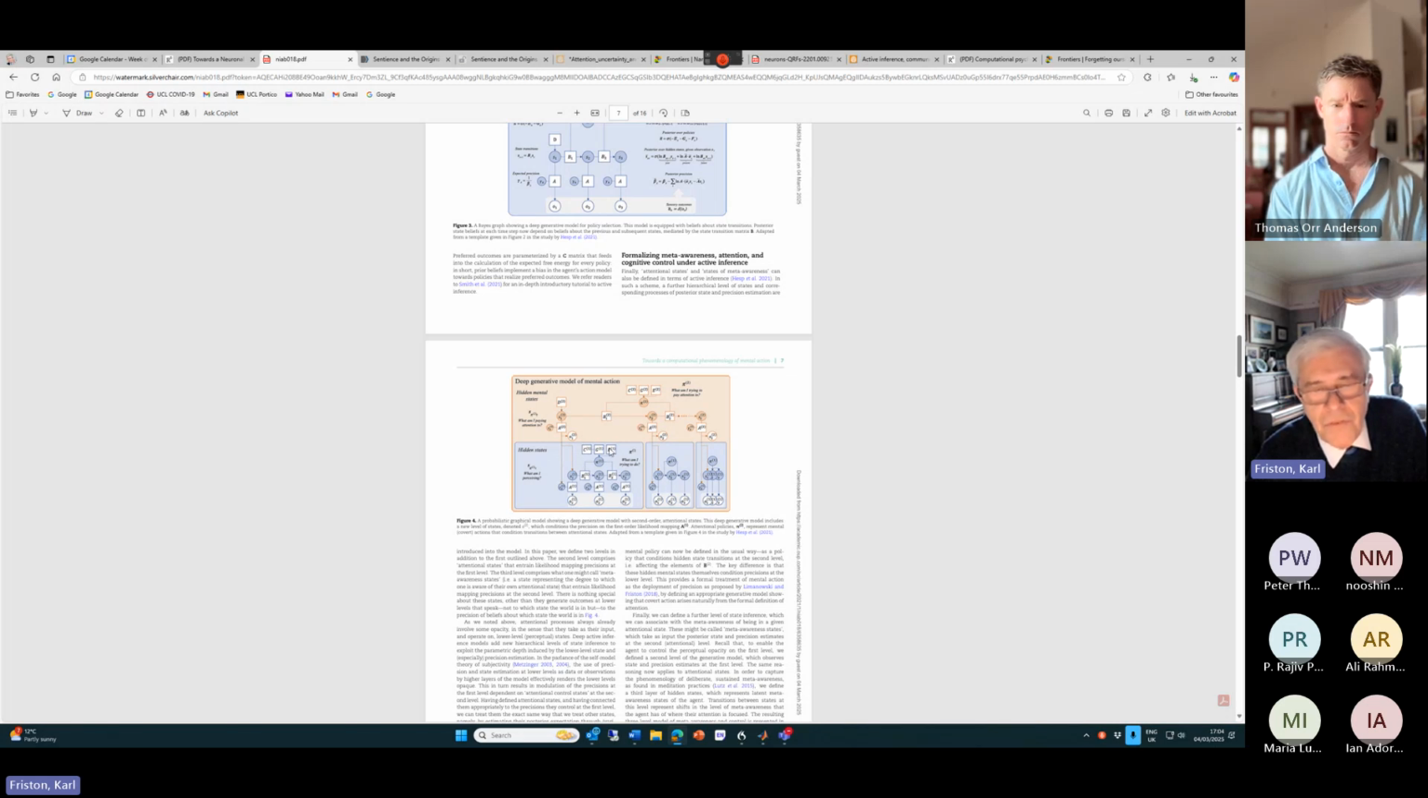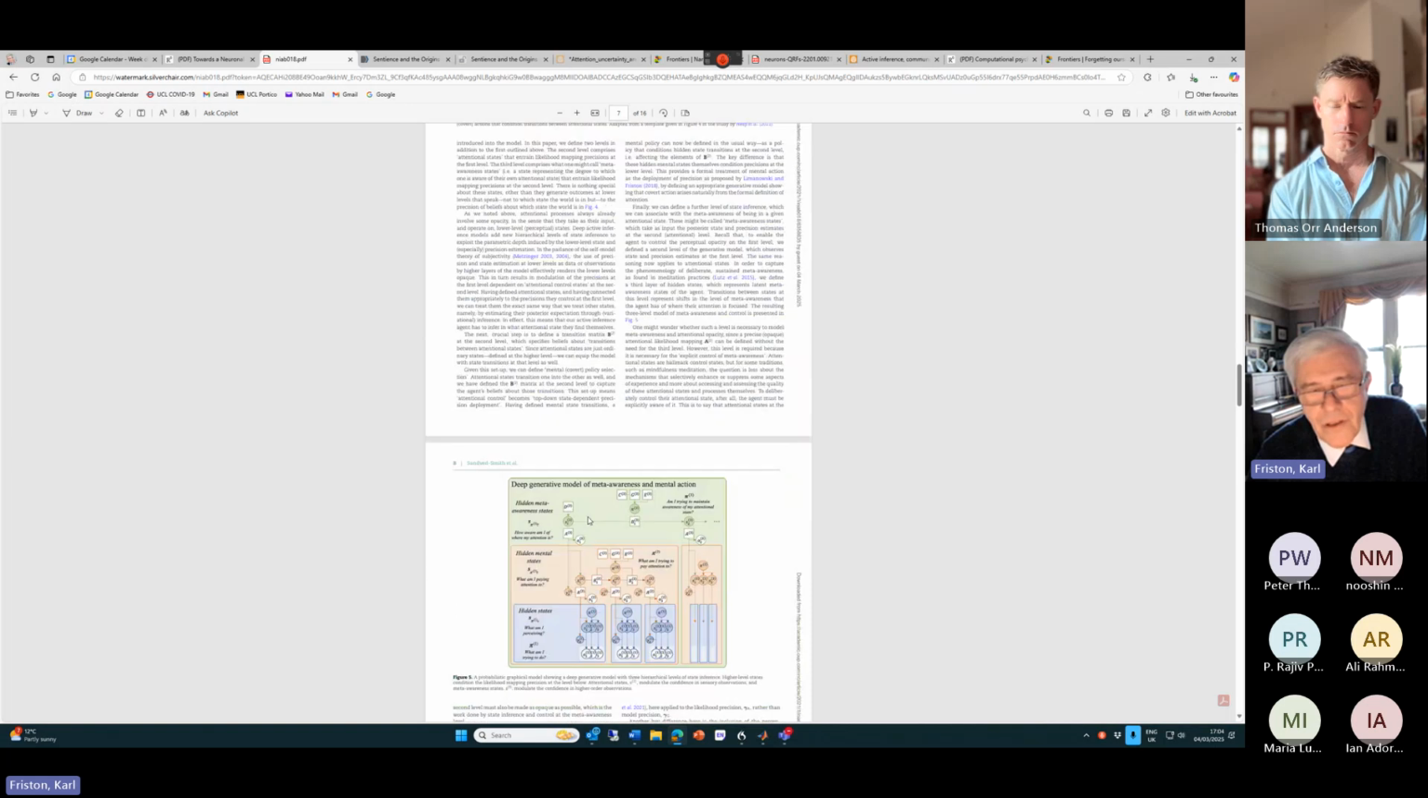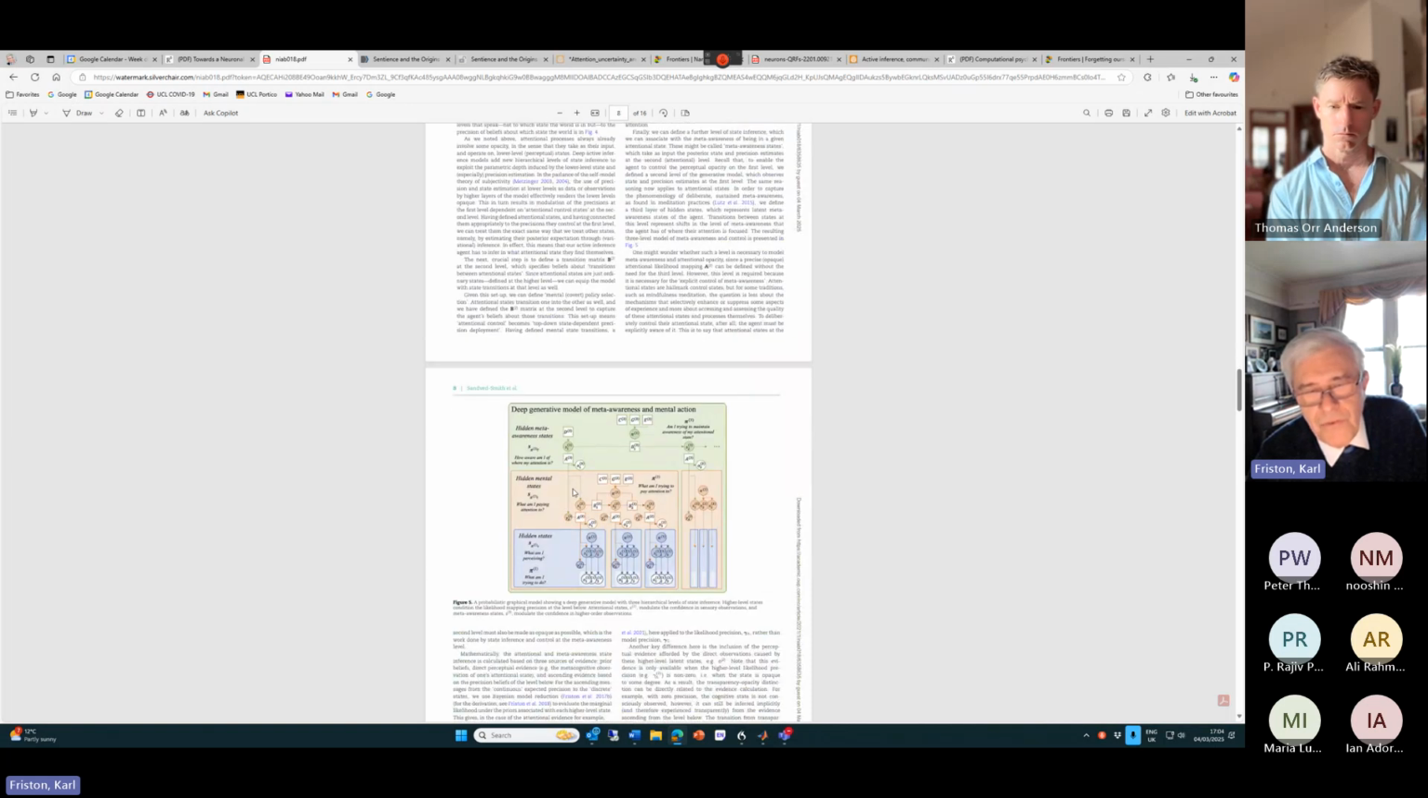precisions of various sorts here by having an extra level to my model, which now can deploy precisions and recognize the context in which I now deploy my precisions, by having a third level, which he associates not with meta-attention but meta-awareness, and explicitly refers to mental action.